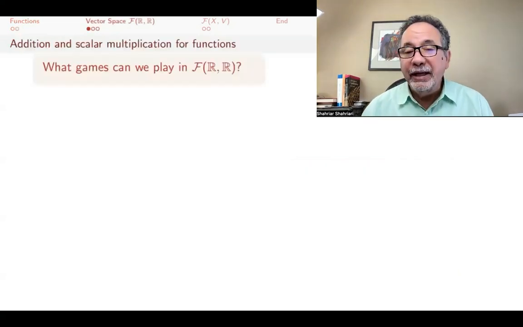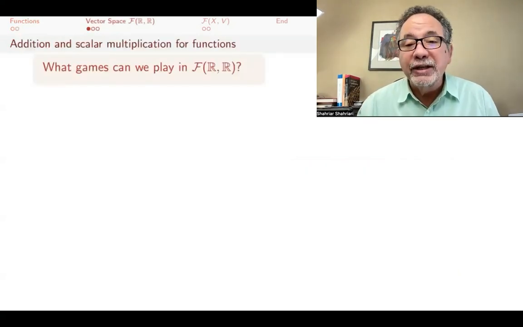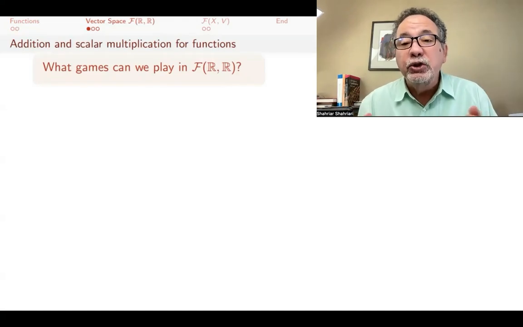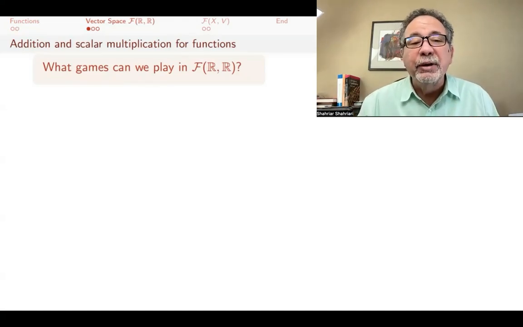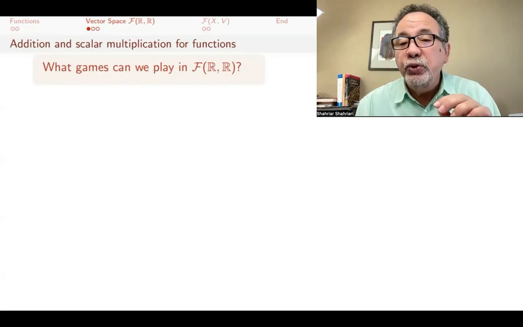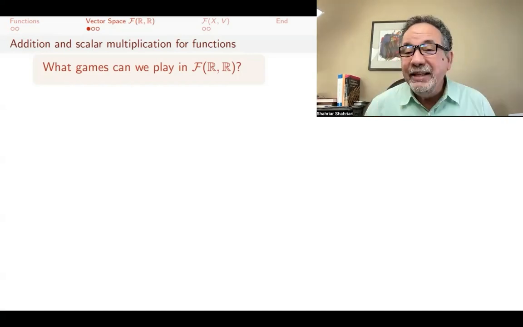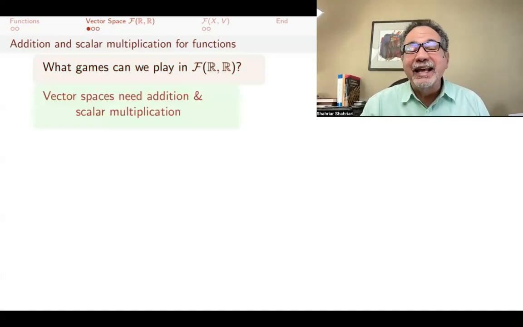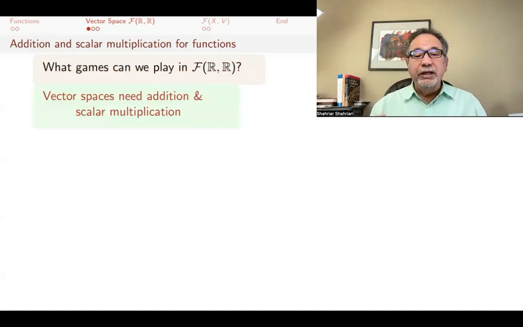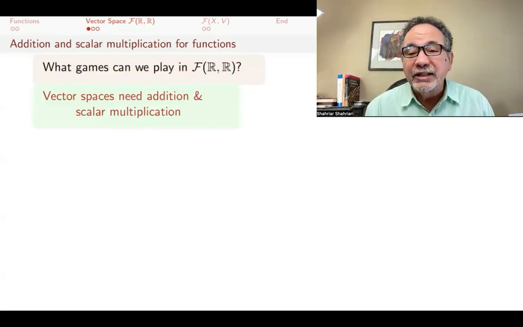What games can we play in this F(R,R)? If we walk into the set of all functions, what can we do with them? There's lots of things we can do with them, but we are going to focus on the two things that a vector space needs, and that's addition and scalar multiplication. So if you want to be in a vector space, you need addition and scalar multiplication.